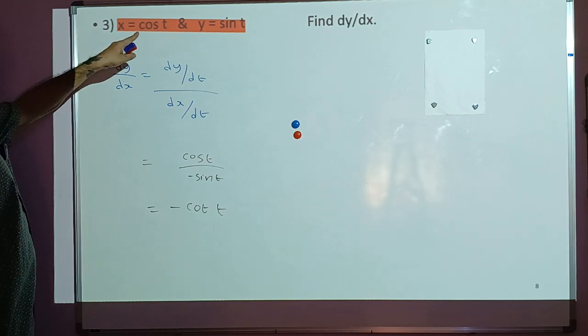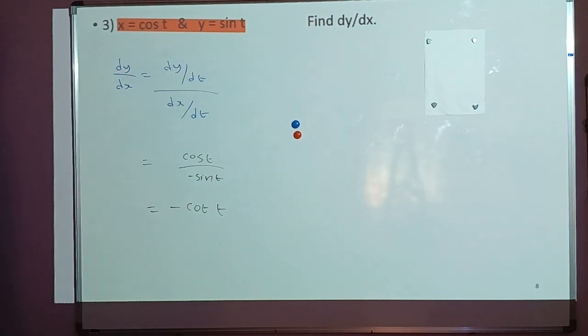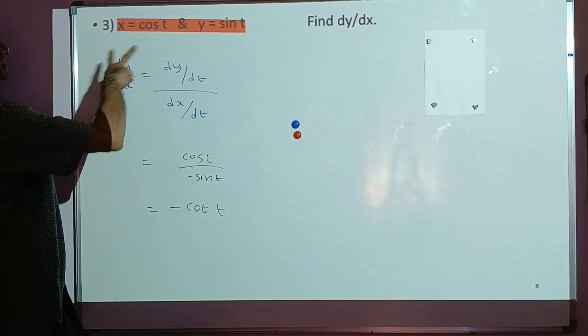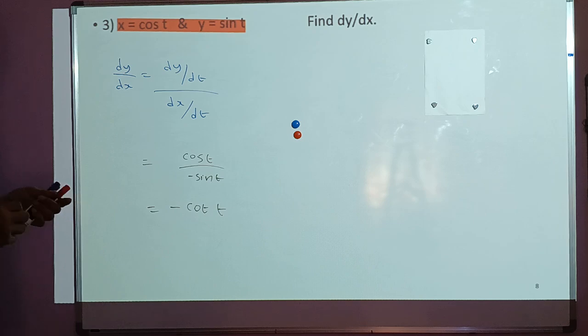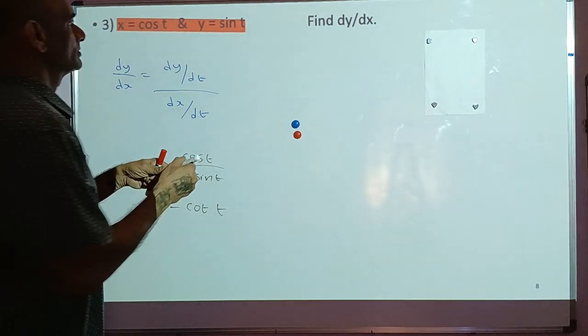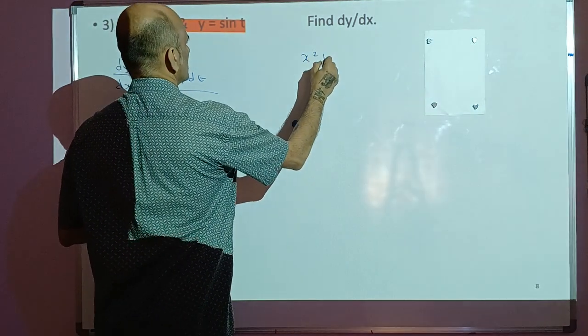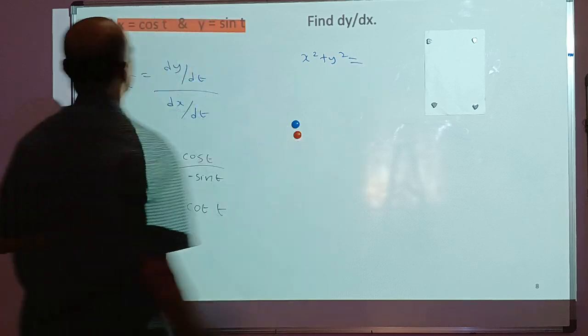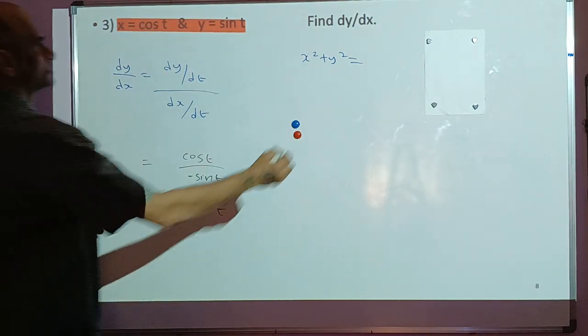Here x is known as a function of time and y is known as a function of time. So to get dy by dx, we can do this one. Another way is, can we get the relation between x and y by eliminating t? In this particular example, there is a simple way of eliminating t between x and y, which is to square and add them. So if you do that, you get x square plus y square equal to cos square plus sin square, which is 1.